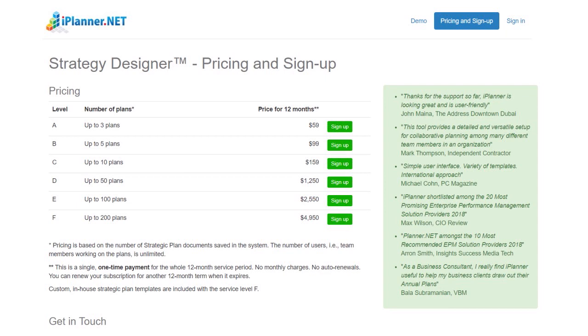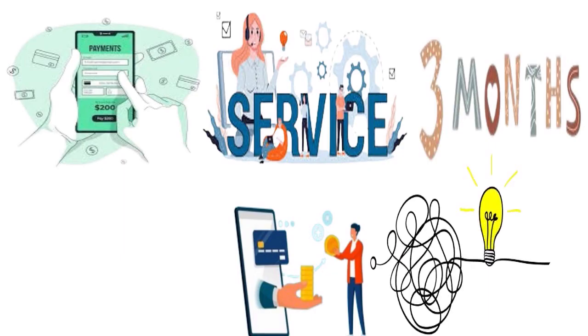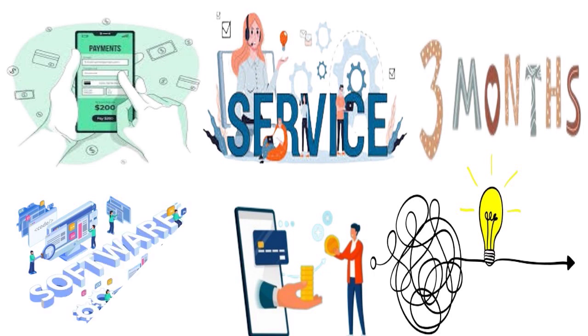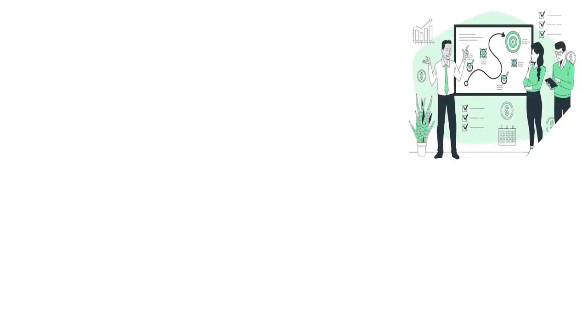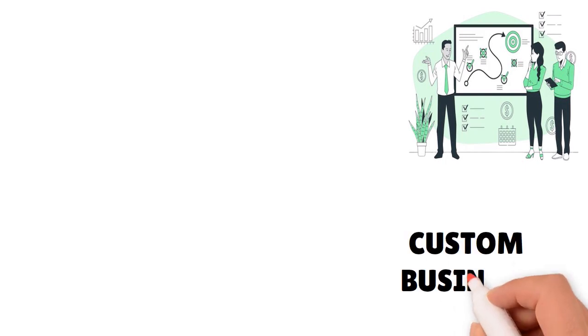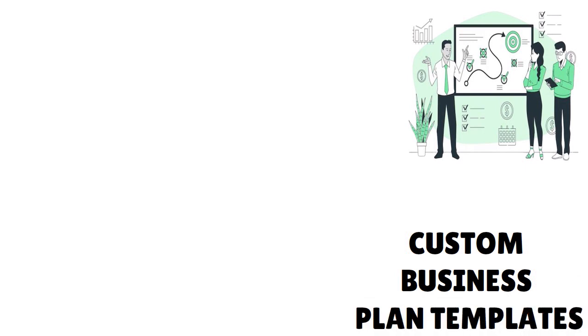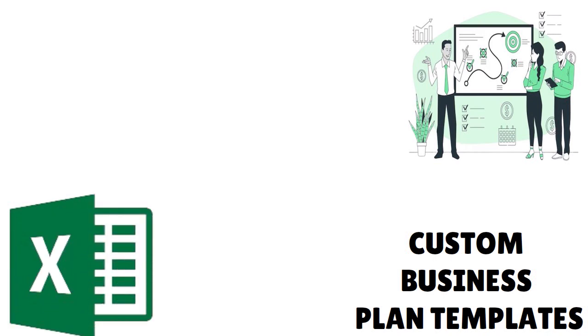Okay. So overall, what we think about the iPlanner's pricing model is that it is a bit more complex than other providers since they offer 2 different software choices: strategy designer and startup framework. And when we talk about the strategy designer, as you saw on the screen, you have $59 all the way to $5,000. The strategy designer packages actually include custom business plan templates, a real-time dashboard, collaborative document management, integration with Excel, and more. And the software can be purchased at 6 different price points.